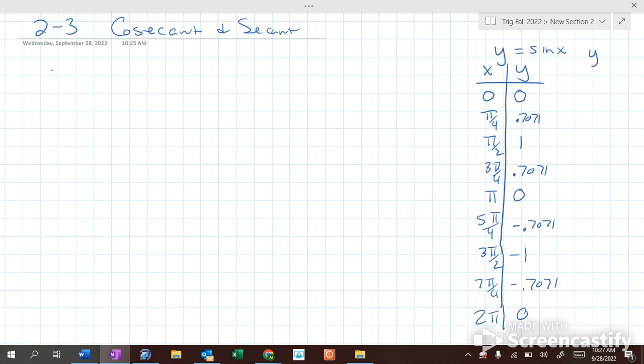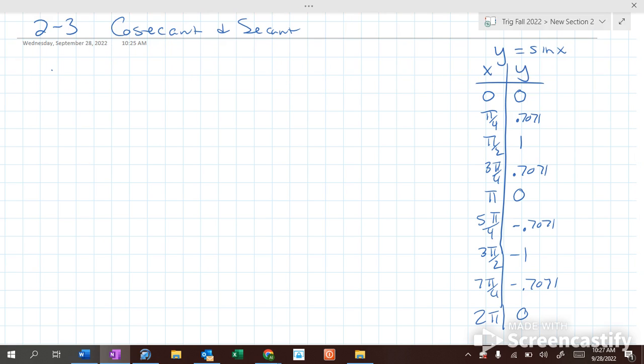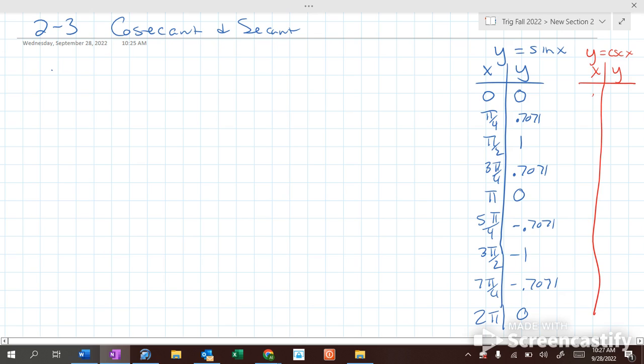Now, what is the cosecant function? It is the reciprocal of sine, right? So we have to take the reciprocal of the y values. So what's the reciprocal of 0? What's 1 over 0 equal? Not 0. Undefined.